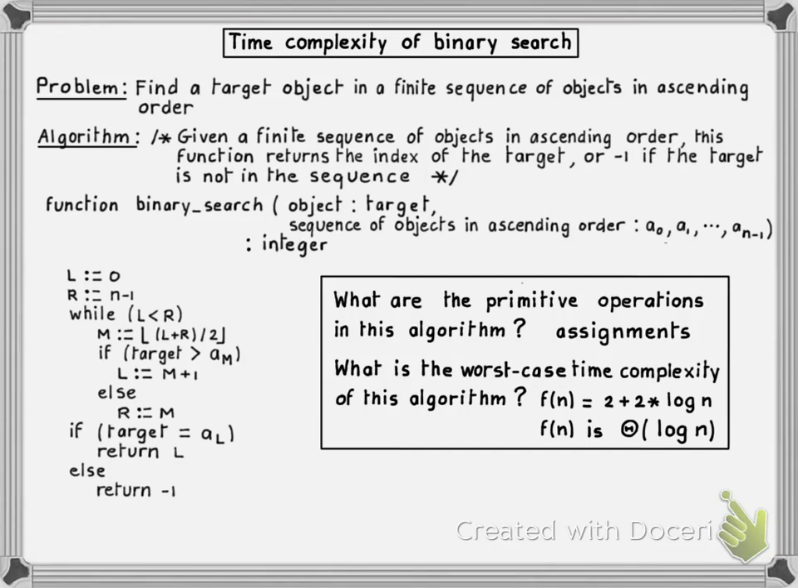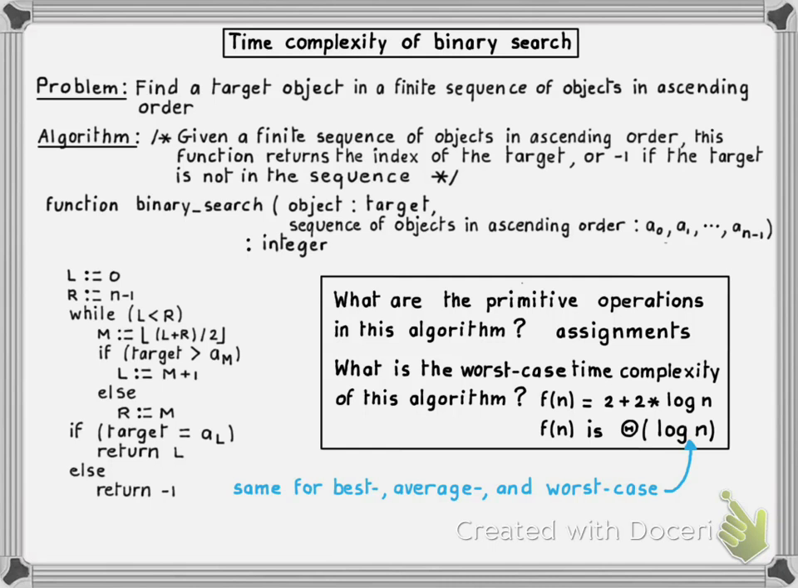Let me make an important observation here. The while loop in this algorithm always executes the same number of iterations for a given value of n. That is because the only way to exit the loop is when the subsequence under consideration is of size 1. So there's no such thing as a best case here. There's no way to exit the loop earlier than that. So as a result, what we just computed is not just the worst case time complexity, but it's also the same as the best case and the average case time complexity.